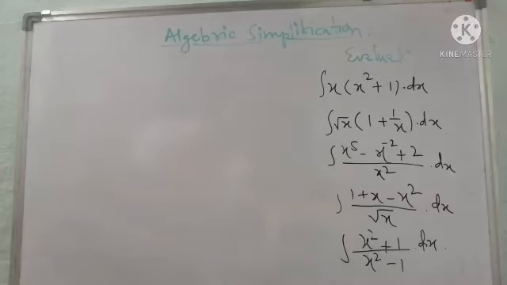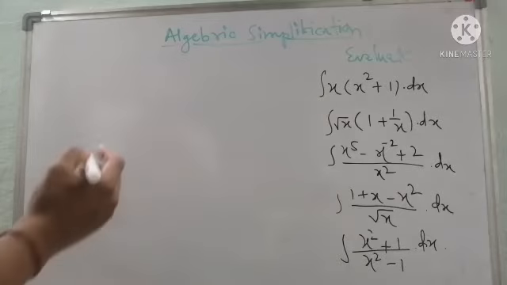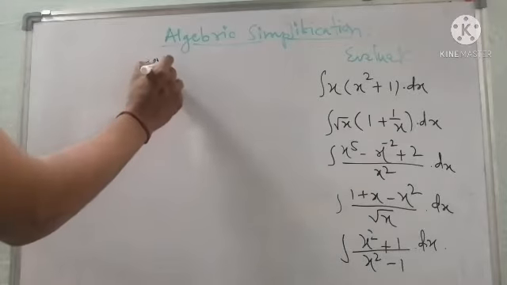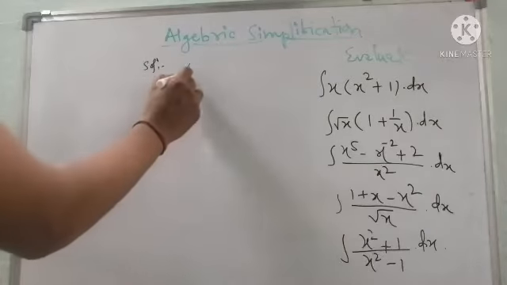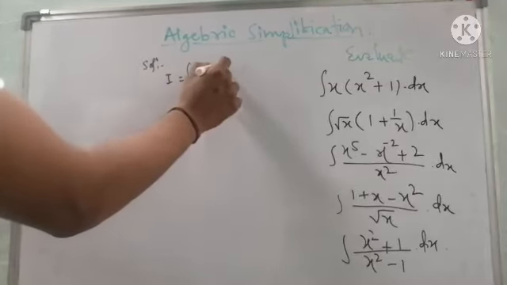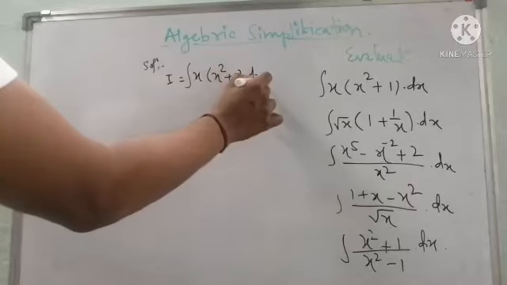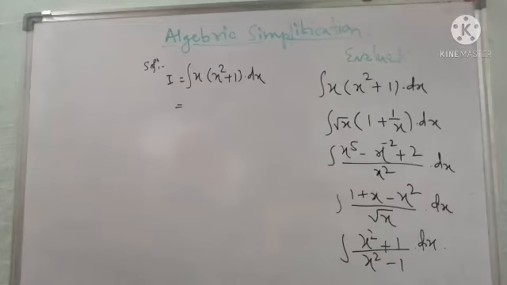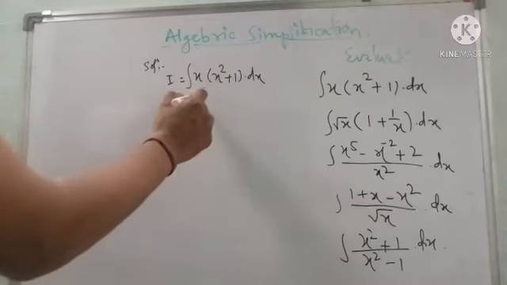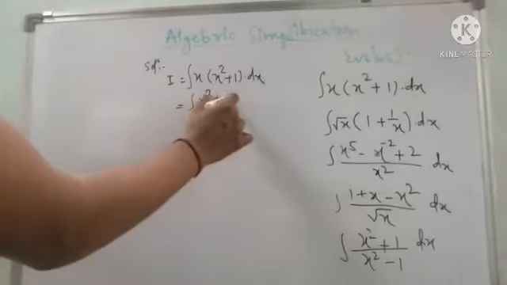Now first we solve examples by algebraic simplification, using the number of algebraic rules available for simplification. Here is the first example: the integration of x into x square plus 1. In the solution I put I is equal to the given integration of x into x square plus 1 into dx. This is a simple product of algebraic terms, so I carry out the product of brackets. x into x square we get x cube, plus 1 into x into dx.